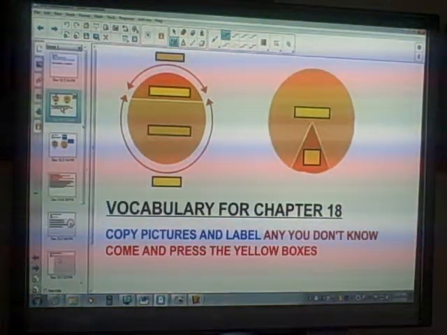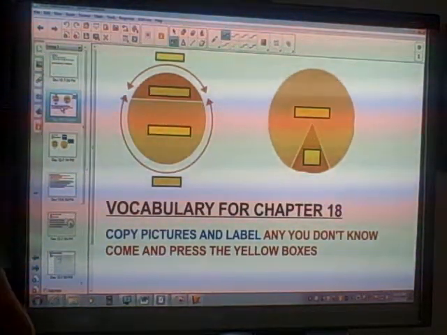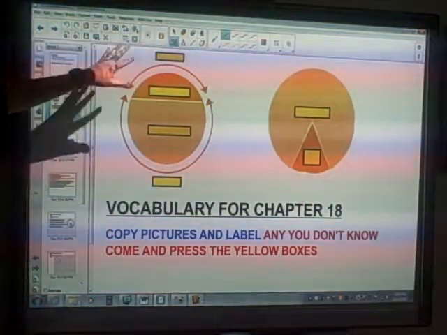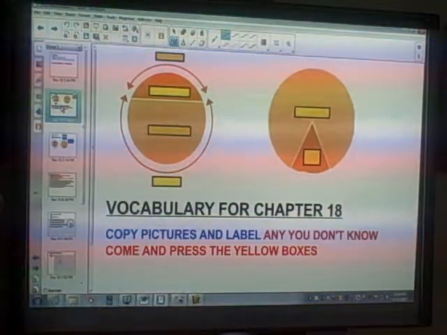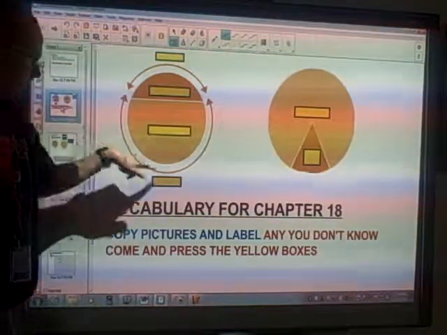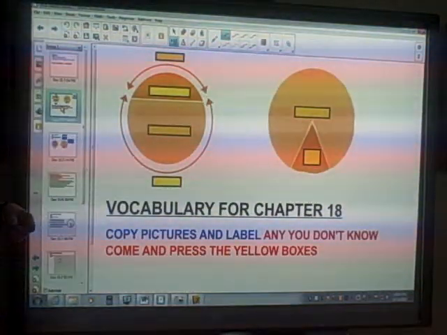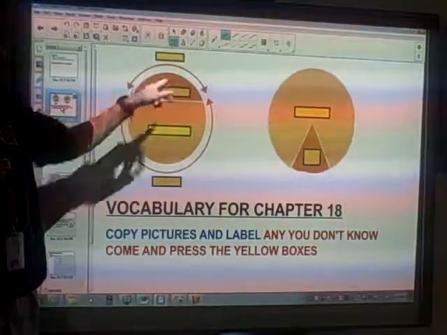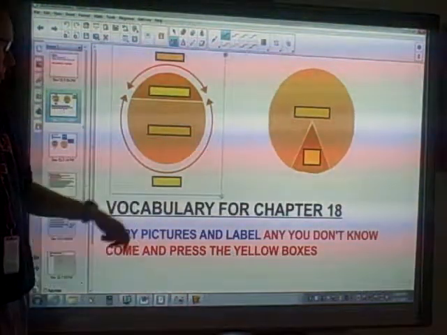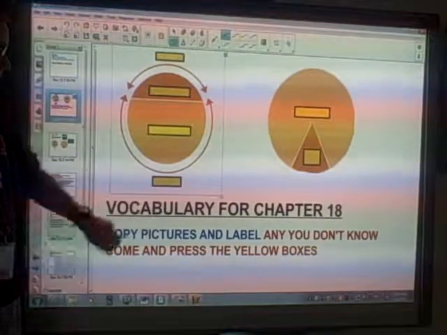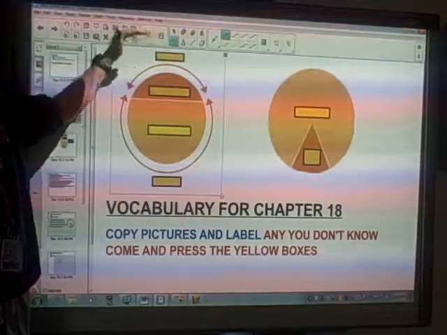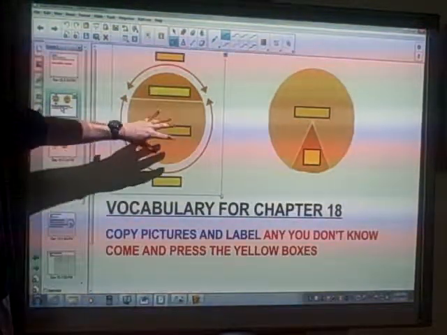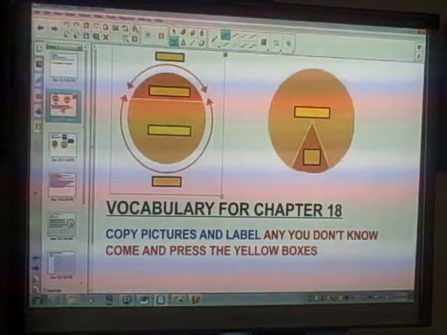So before we start chapter 18, we need to know some key vocabulary related to circles. With these pictures, I've covered up some key vocabulary with the white yellow boxes, so we can see what these are. This distance here is referred to as the arc length, and we have a small part of this and a large part of this. The large part is referred to as the major arc, and the small part is referred to as the minor arc.